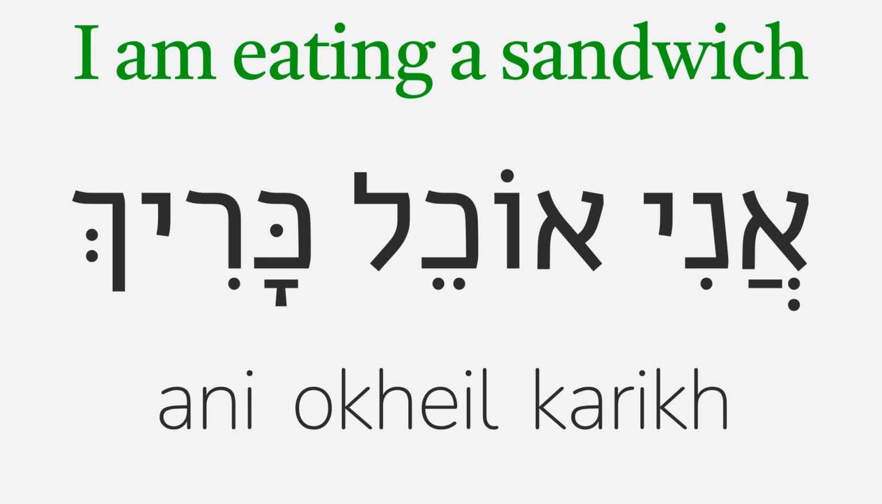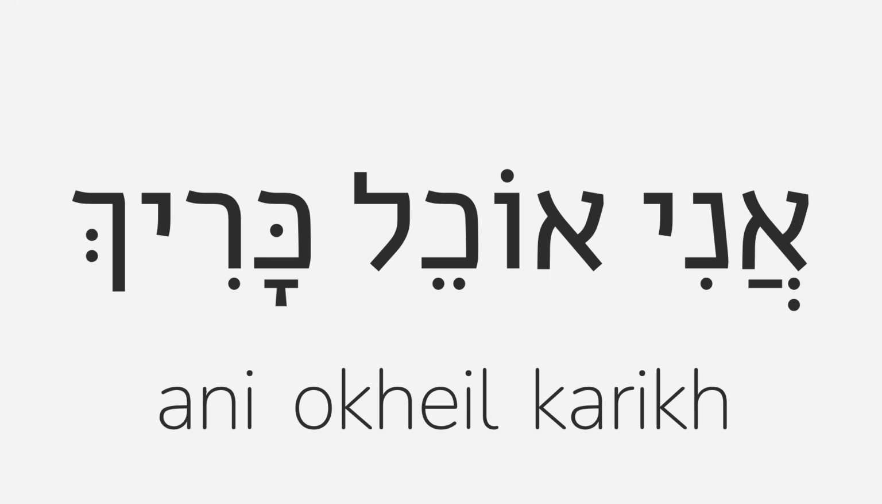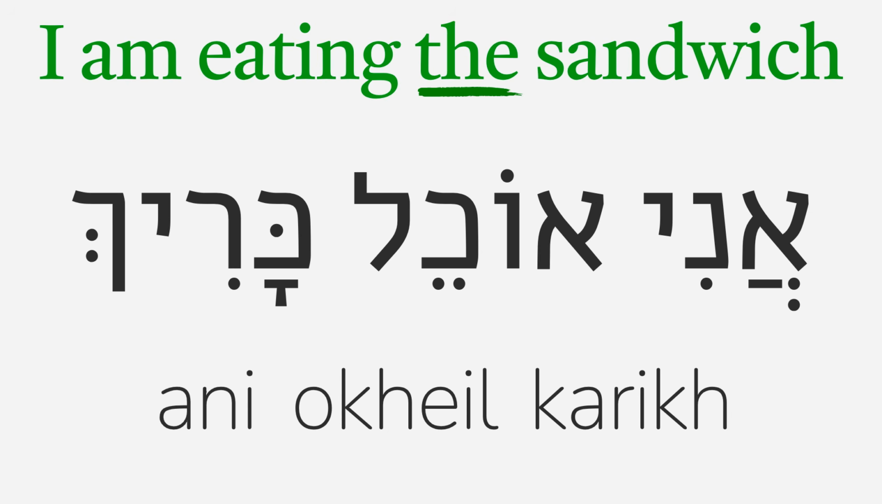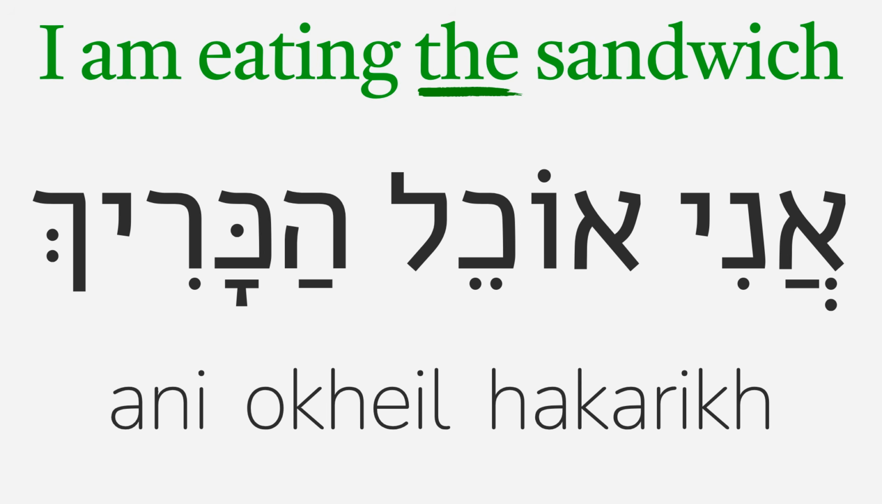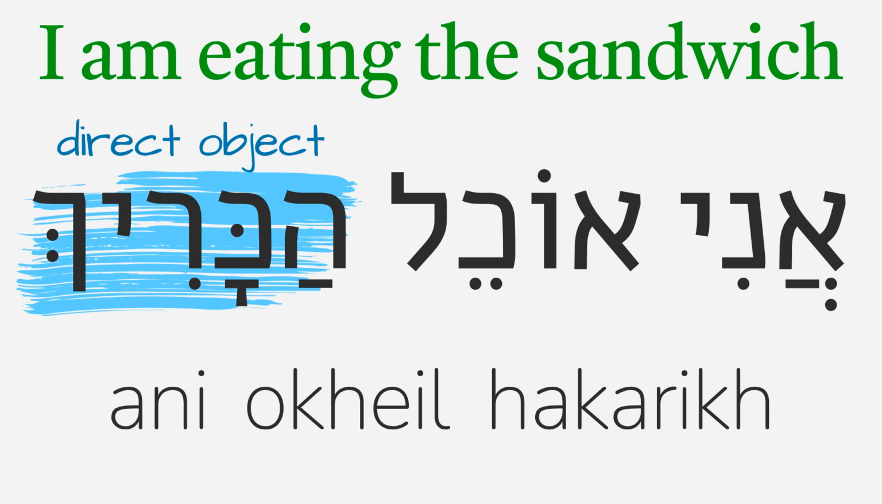Pretty simple. But now let's change this Hebrew sentence a little bit to make it mean I am eating the sandwich. To do this, we add a ha to karik to get ha karik, the sandwich. So is the translation of I am eating the sandwich ani ochel ha karik? Not quite. You see, in this sentence, ha karik is the direct object of the verb ochel. A direct object is something that has an action being done directly to it. In I am eating the sandwich, the sandwich has an action being done directly to it.